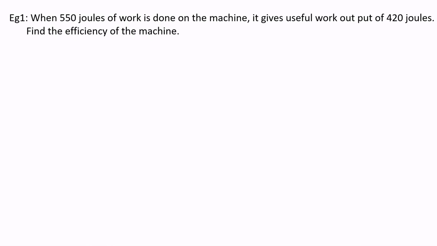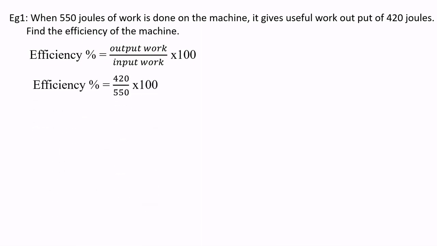Now let's go for one example again. When 550 joules of work is done on the machine, it gives a useful output of 420 joules. Find the efficiency of the machine. Efficiency of a machine is output work divided by input work, or you can also say work output divided by work input, but output should be in the numerator and input should be in the denominator, times 100.